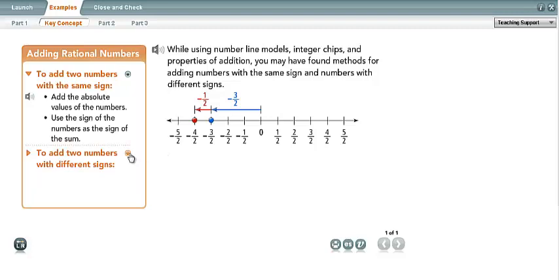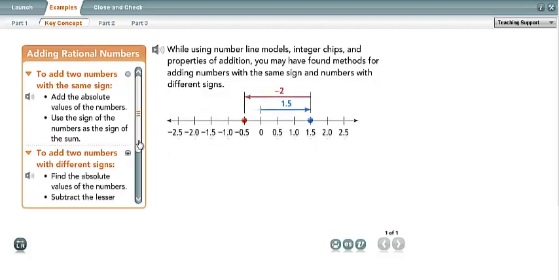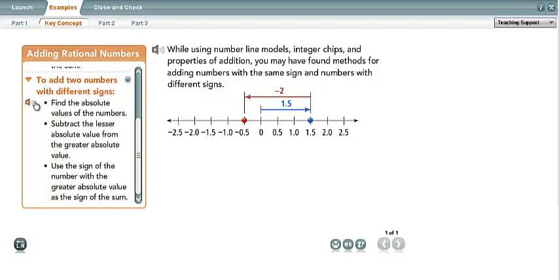Let's look at when you add two numbers with a different sign. Find the absolute values of the numbers. Subtract the lesser absolute value from the greater absolute value. Use the sign of the number with the greater absolute value as the sign of the sum.